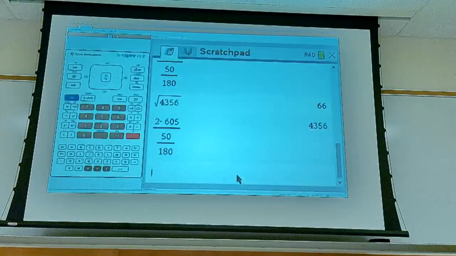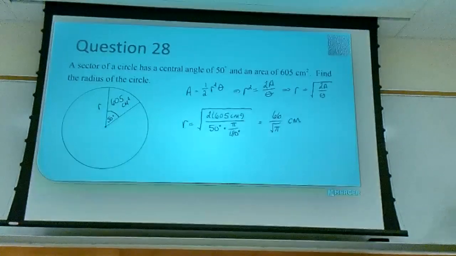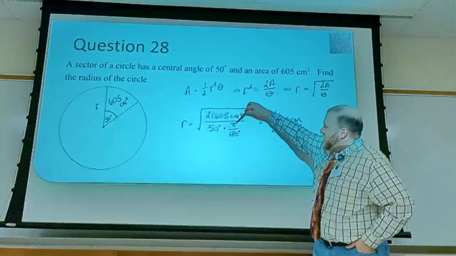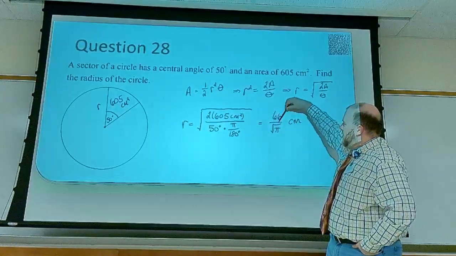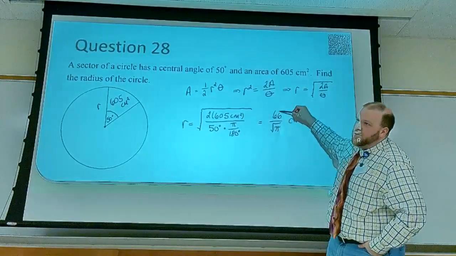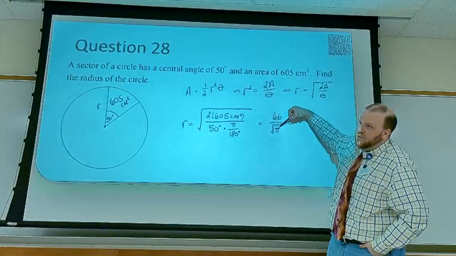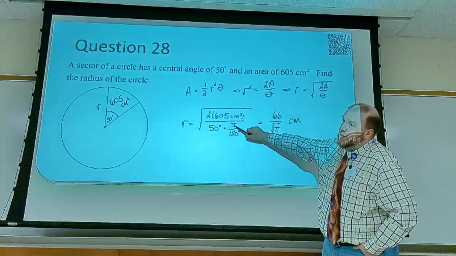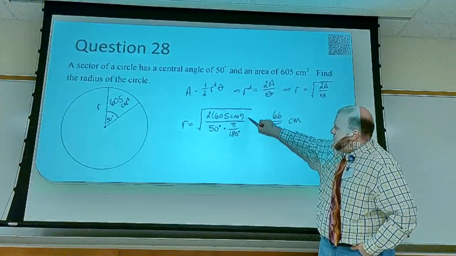Since the pi was both square rooted and in the denominator, I know it's over root pi. Because this would stay in the denominator, right? It's not like it's down here, so it flips up.